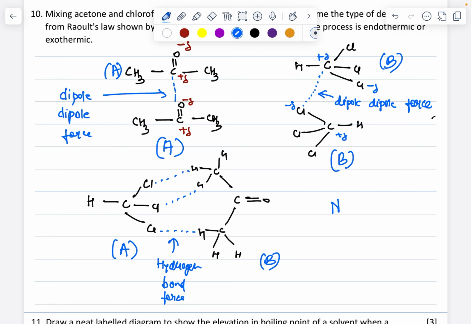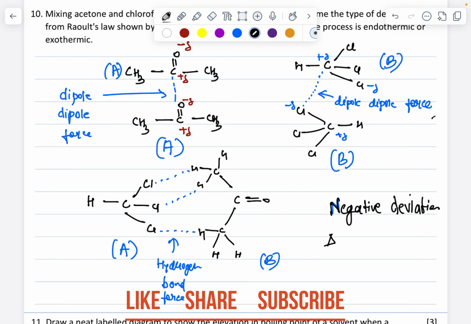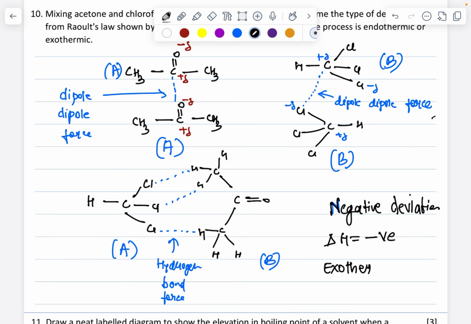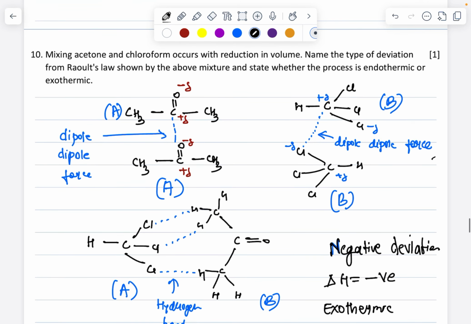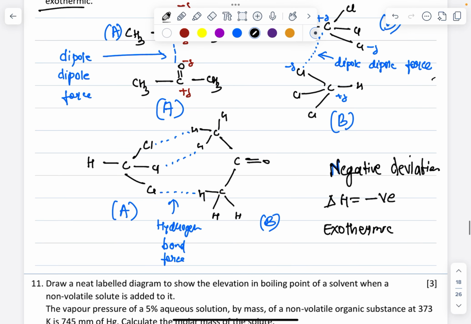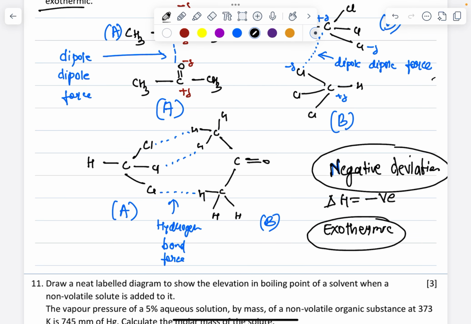Over here the answer will be negative deviation, and delta H will be exothermic. Negative deviation, remember, delta H is also negative since it is exothermic. The process is exothermic. Process is asked, right? So you have to write exothermic and negative deviation as the answer.